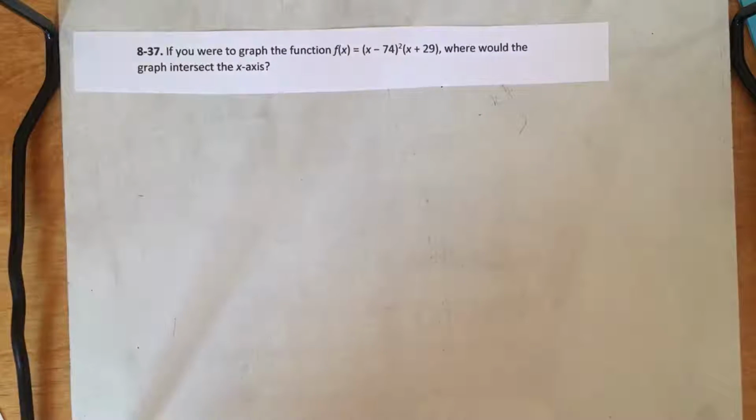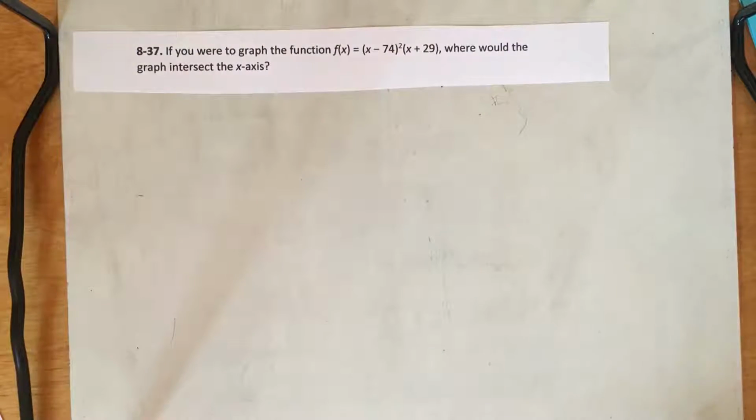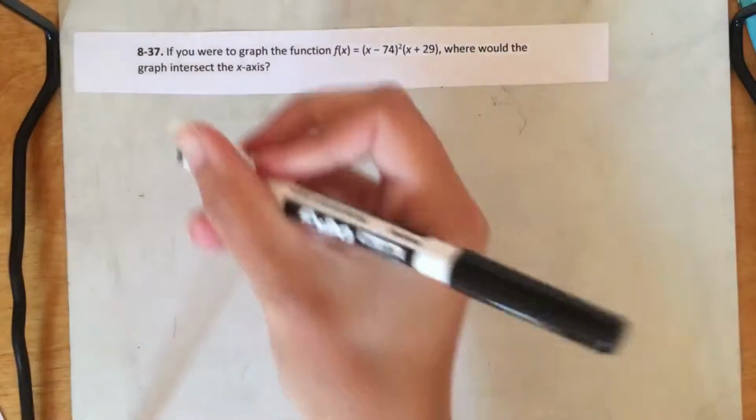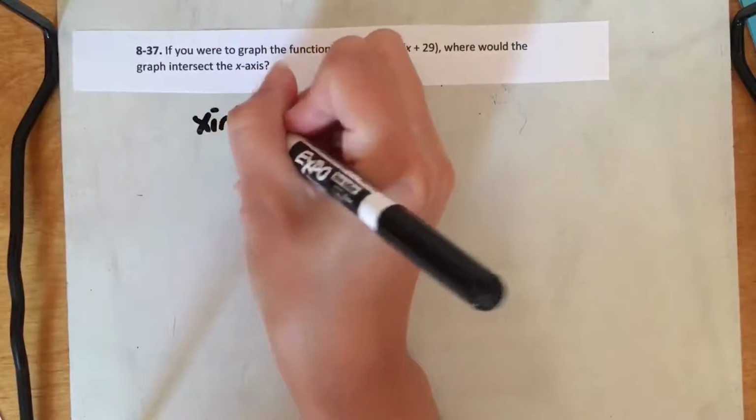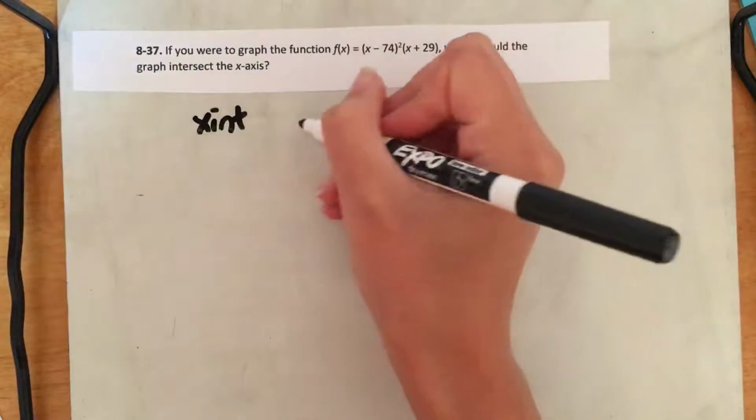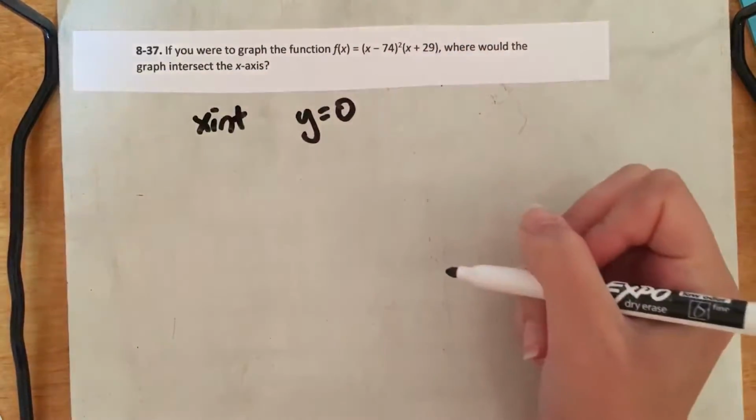This is problem number 8-37. If you were to graph the function f of x equals the quantity x minus 74 squared times the quantity x plus 29, where would the graph intersect the x-axis? So what this is really asking for is what are the x-intercepts? Okay, so that's when we set y equal to 0 and then solve for x.